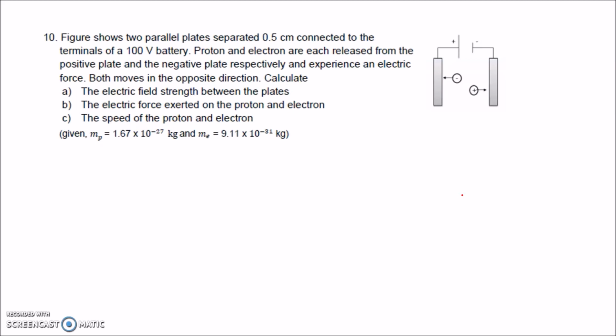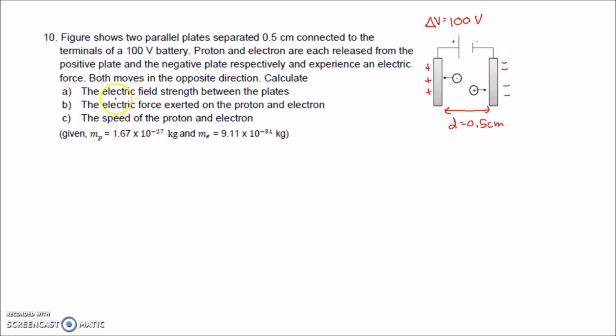Question 10. Figure shows 2 parallel plates separated 0.5 cm. Okay, the distance between these 2 plates is D equal to 0.5 cm, connected to the terminals of a 100 volt battery. This is delta V, the potential difference of the battery, 100 volt. Proton and electron are each released from the positive plate and the negative plate respectively and experience electric force. Both move in opposite directions. So we know this one will be the positive plate and this one will be the negative plate.